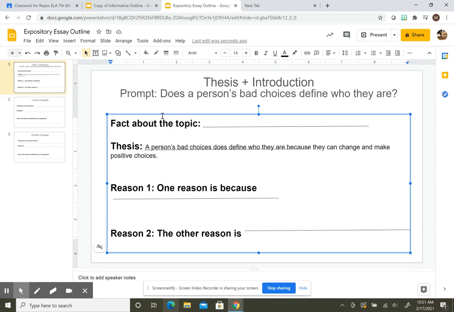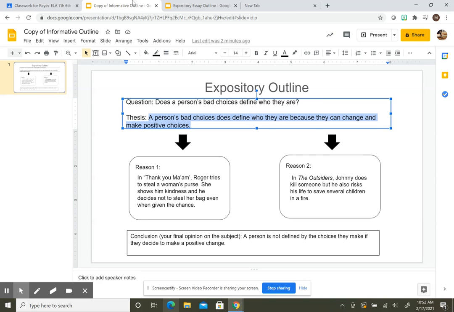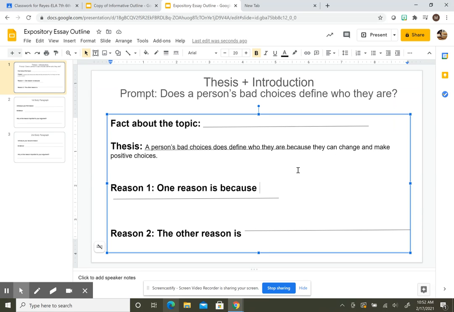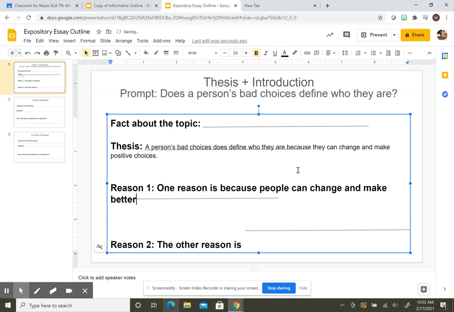The next step after that is to go with your reasons. So if my thesis is a person's bad choices does not define who they are because they can change and make positive choices, I can go ahead and talk about what my first example is going to be. So one reason is because, and then if I go back and take a look at my expository outline, I talk about Roger from the short story Thank You, Ma'am, and how because of kindness, he makes a choice to make good decisions. So one reason is because people can change and make better choices.